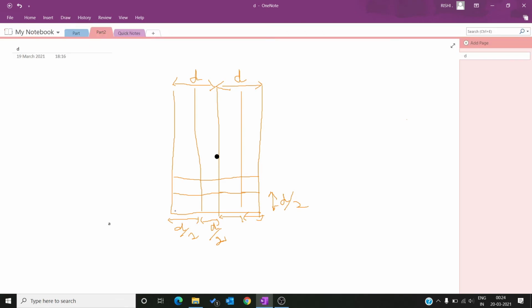Since only one point can lie inside this box, and we don't need to search beyond distance d, if a point lies inside this box, we have to find distances for at most 7 points and compare them. So the time complexity becomes order of n.